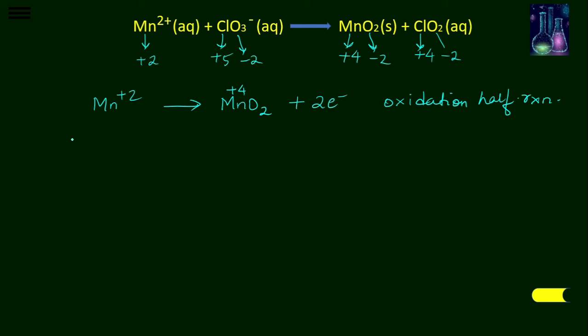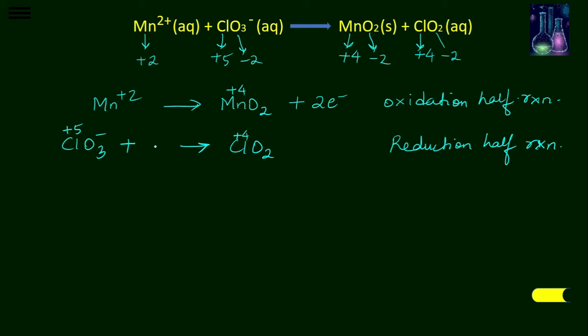And ClO3 minus converts into ClO2. Here it goes from plus 5 to plus 4 and the oxidation number decreases. So this is the reduction half reaction. Now here the oxidation number decreases by 1, so we have to put 1 electron.